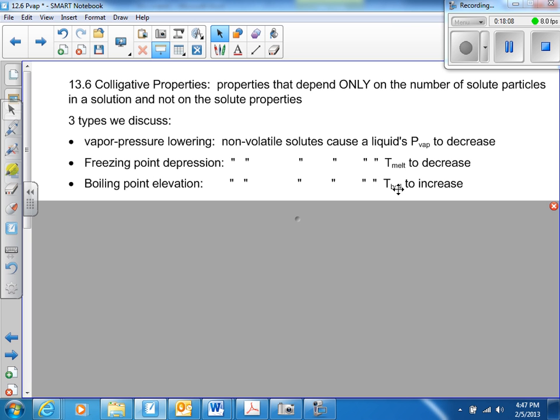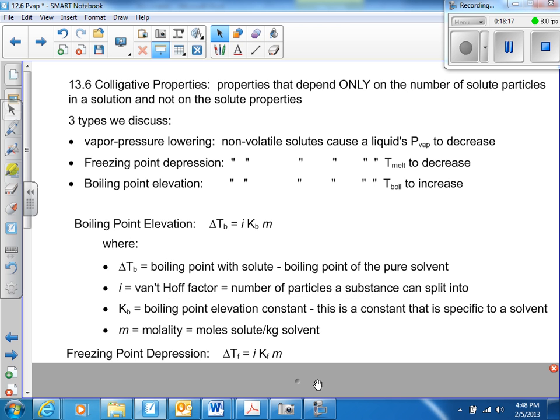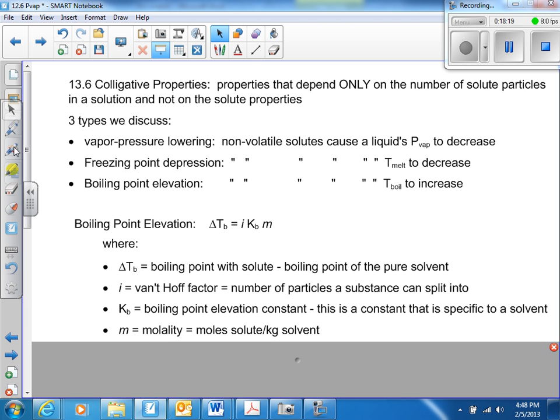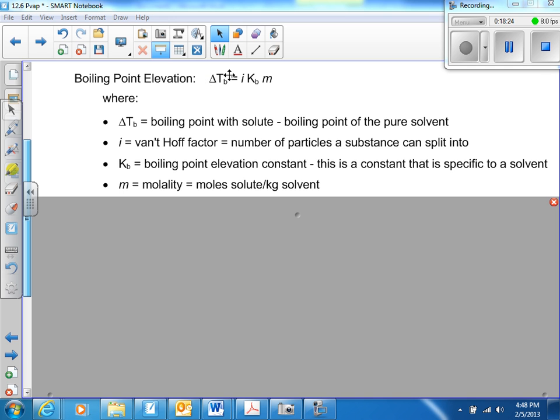So the boiling point elevation, boiling point goes up when solute particles go up. And there's an equation for this. You can just read that. Just an equation. Change in boiling point is equal to the Van 't Hoff factor. It's the number of particles a substance can split into. We'll go over that a little bit. KB, you look these up in a table. M in italics is molality. It's like molarity, but it's moles of solute per kilogram of solvent, not per liter of solution.